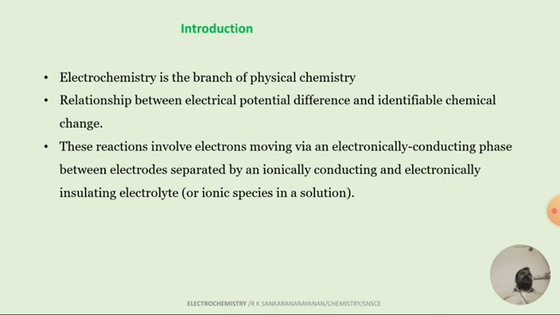If we think about the many materials available, those materials will act as electrodes. They have some potential, and different electrodes have different potentials. Based on that, the electric current will pass through the electrodes and we will get some changes in the reactions. These reactions involve electrons moving via an electronically conducting phase between the electrodes, separated by an ionically conducting and electronically insulating electrolyte or ionic species in the solutions. So these are the ways we can conclude.